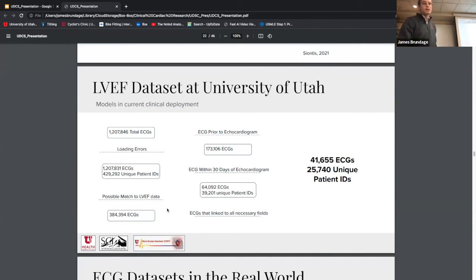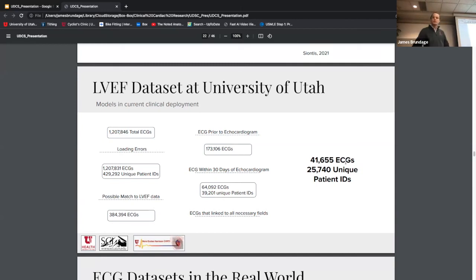We found all the ones that might be a match to LVEF data, which ended up being 380,000. Then we limited it only to ECGs that were done prior to the echocardiogram, right? We're trying to predict ejection fraction, not the effects of having a low ejection fraction after the fact. Then we also limited it to ECGs that were done within 30 days of the echocardiogram. At this point, we ended up with about 64,000 ECGs. Then we found all the ones that we could successfully link to the exact ejection fraction data, as well as a couple other fields, and ended up with 41,655 ECGs from 25,000 patients.